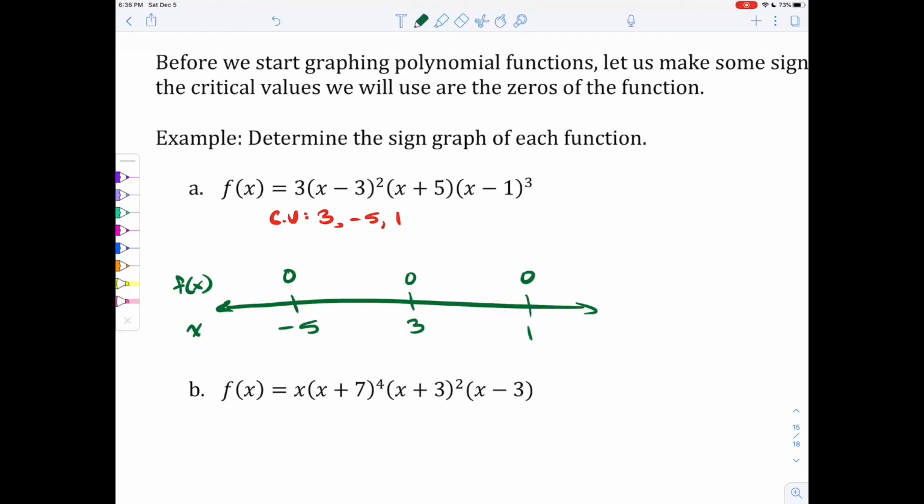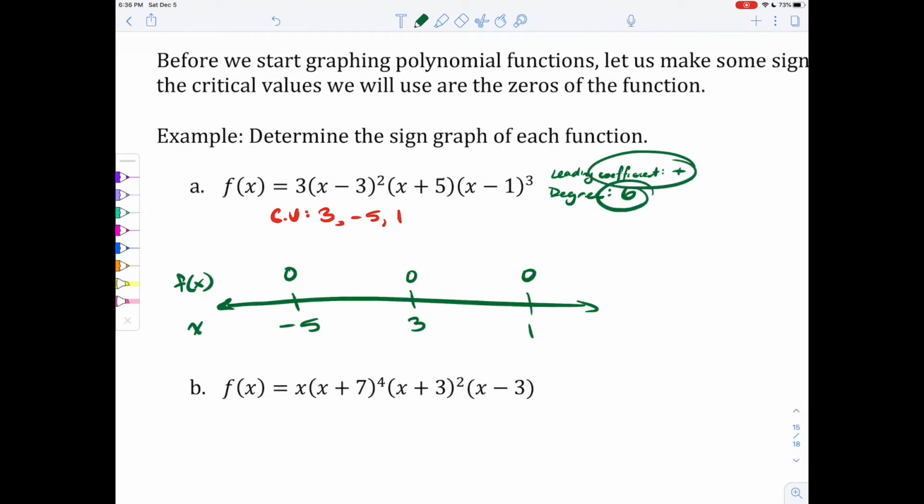For starters, to kick this thing off at one end or the other, we can note that the leading coefficient is positive. And the degree of this thing is what? Well, we've got an x squared. That'll get multiplied by x, that'll get multiplied by x cubed. So when we multiply those all together, we get x to the power of 6. That'll be the highest exponent we see. So knowing that it's got a positive lead and an even degree means that both ends will be positive.